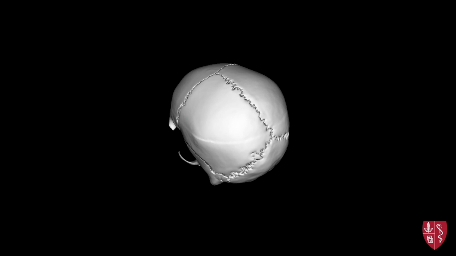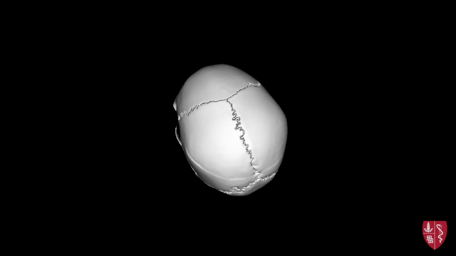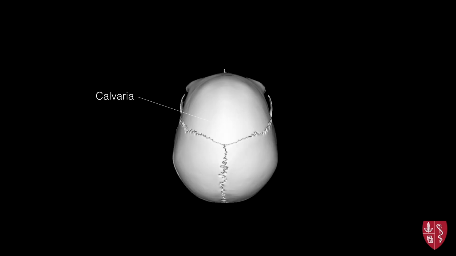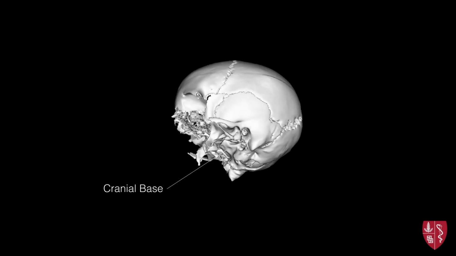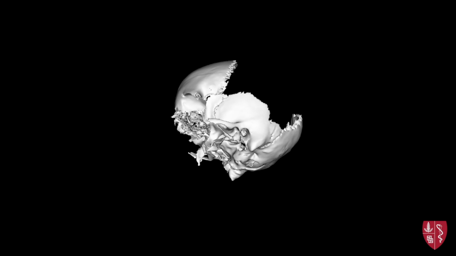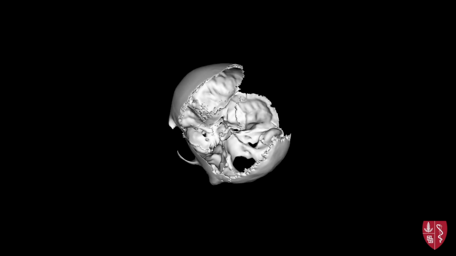The brain case may be further subdivided into the more superior aspect, known as the calvaria or skull cap, and the more inferior portion, known as the cranial base, which supports the weight of the brain. The cranial base can be subdivided into 3 cranial fossa, or depressions which support individual aspects of the brain.